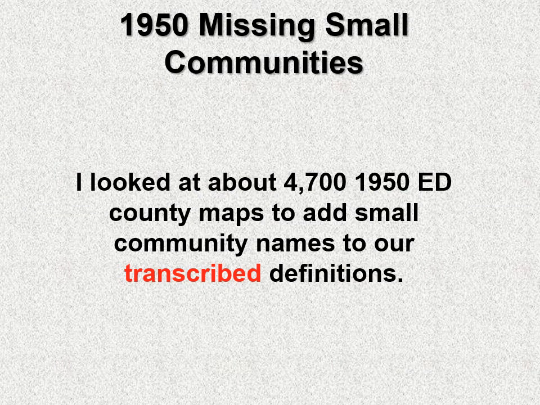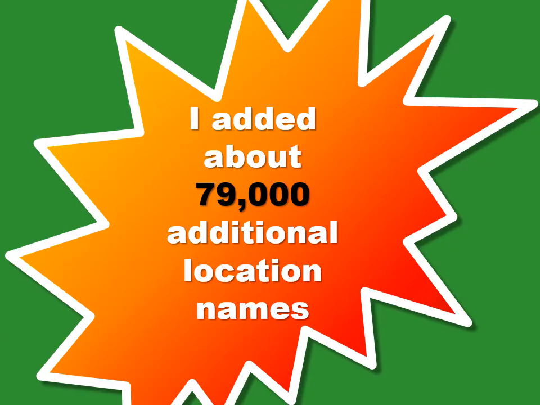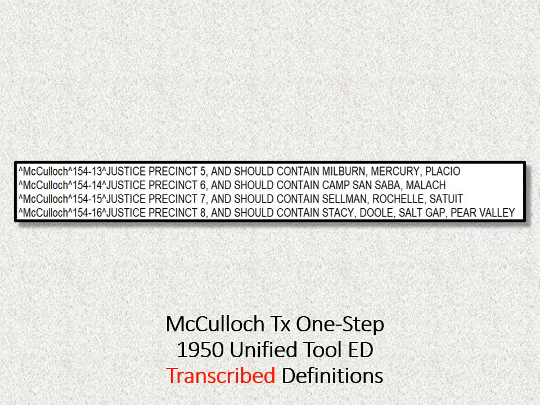I thought that was nice. So I went and looked at 4,700 plus 1950 ED county maps and added to our transcribed definitions of EDs any community name that I thought was a community. Might have been a geographical area, might have been something like Four Corners. And I added quite a number, about 79,000 additional names. So looking at McCulloch, Texas, our transcribed definitions should contain a bunch of names I found on the county map, and those are searchable by name on the one-step tool, the unified tool.